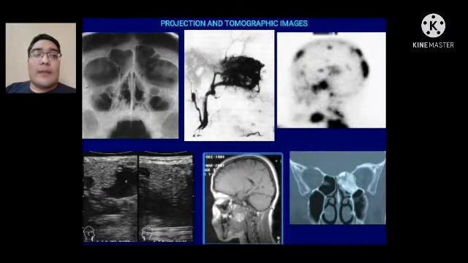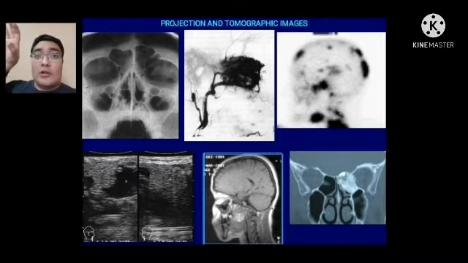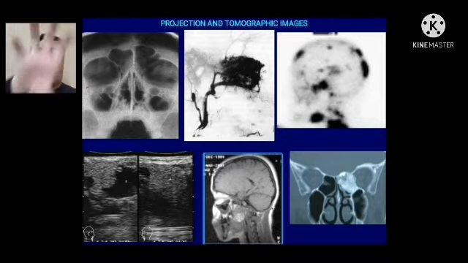Projectional tomography. It's simple. What does it mean? Projectional means that all structures in the picture are showing in one plane. Like for example, on the first one, we don't know where the nose is located. Is it in front or in the back? Maybe it's in the middle. And so all the layers of the object are in one picture.